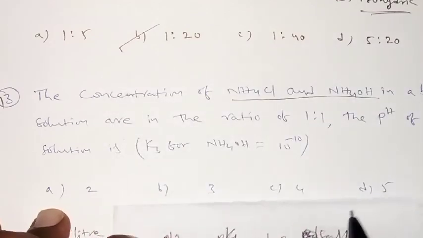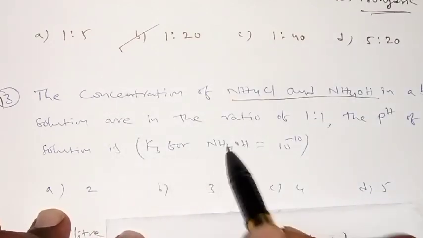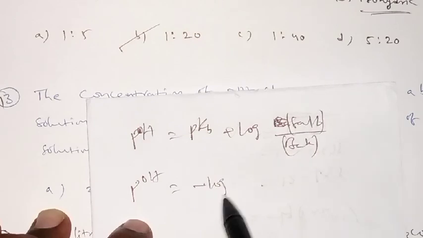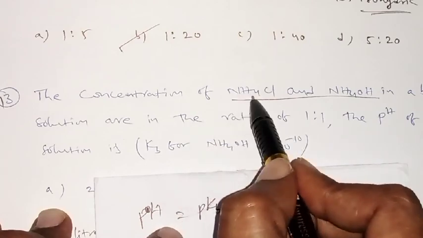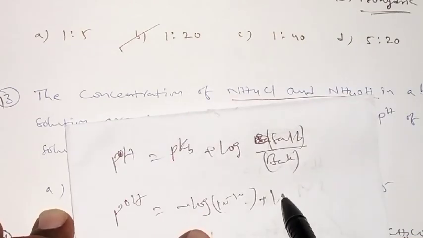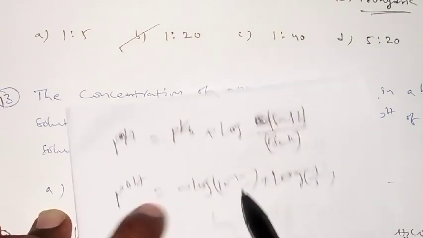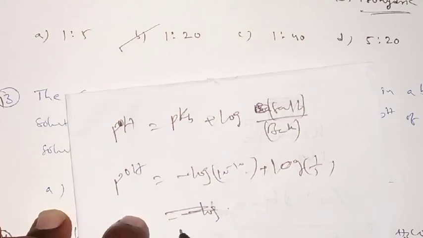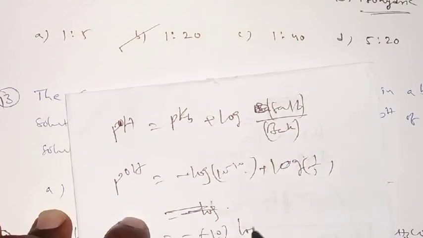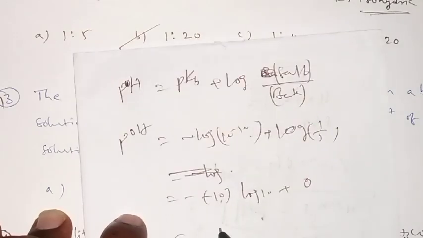Here only the Kb value is given. That means pKb is minus log Kb, which is 10 power minus 10, plus the 1:1 ratio of salt and base, so log 1 by 1. That means minus log 10 power minus 10, which is 10, plus log 1 by 1, which is 0. That is why finally we get pOH equal to 10. But what did they ask?